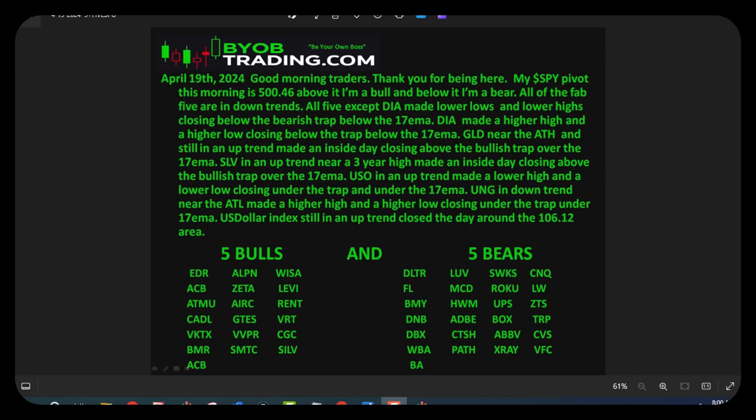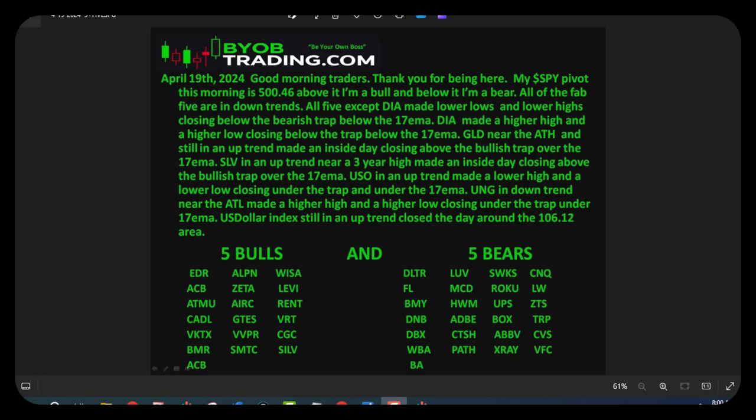All 5 except Diamond Dow made lower lows and lower highs, closing below the bearish trap, below the 17 EMA. Diamond Dow made a higher high and a higher low, closing below the trap, below the 17 EMA.